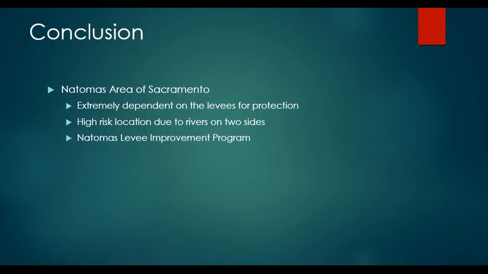My final conclusions for the Natomas area is that it is extremely dependent on the levees for flood protection. I personally believe that it is not ideal because there is a chance that the levees could fail or be breached by water in an event of a large storm. Also, I would say that the fact that the area is surrounded by rivers on two sides makes it a high-risk location and vulnerable to flooding. Also, currently, there is a Natomas Levee Improvement Program to improve the levees to protect in an event of a 100-year flood. The city is currently working to protect its citizens.